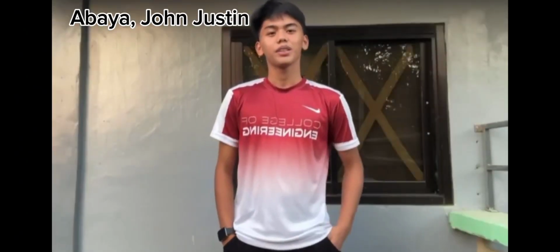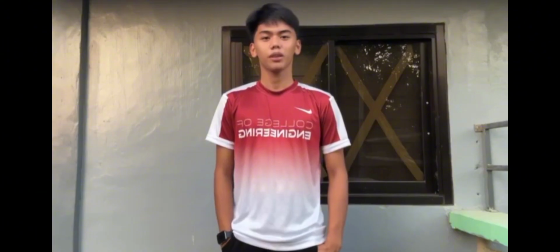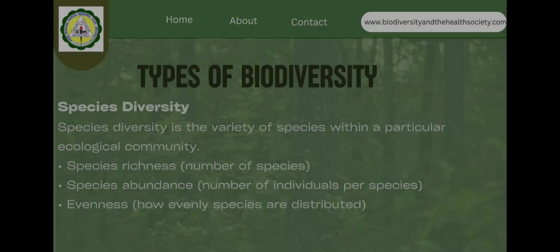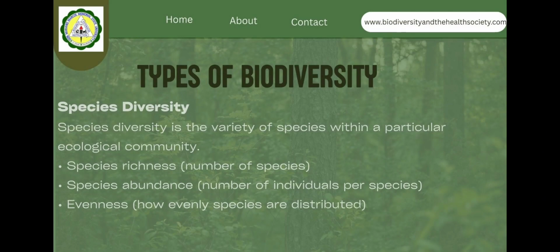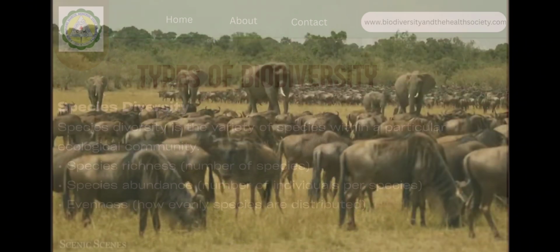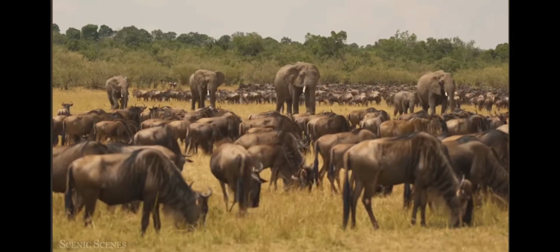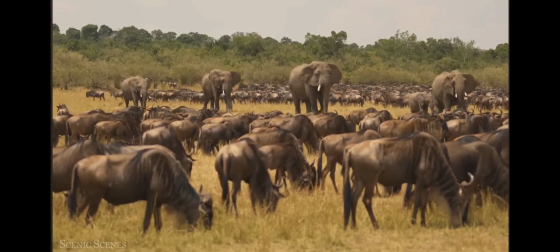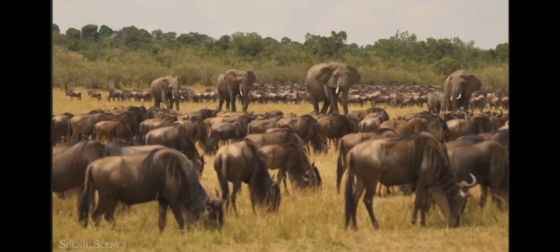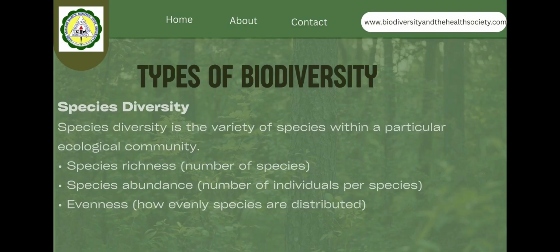Good day everyone, I am Jan Justin Abaya, and for today, we will talk about the types of biodiversity. First is species diversity. This refers to the variety of species living in a particular area. It includes species richness, which is the number of different species, and species abundance, which is the number of individuals in each species. A healthy ecosystem usually has many different species living in balance. High species diversity helps keep ecosystems stable and functioning properly.